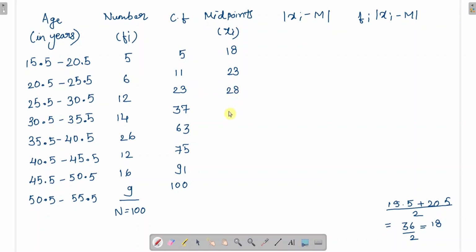Then we will get 28, then 33, right? Then 38, then 43, 48 and 53. Now we can find the median.